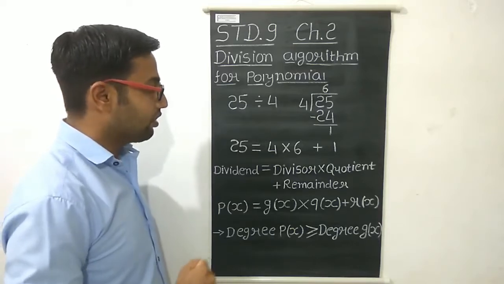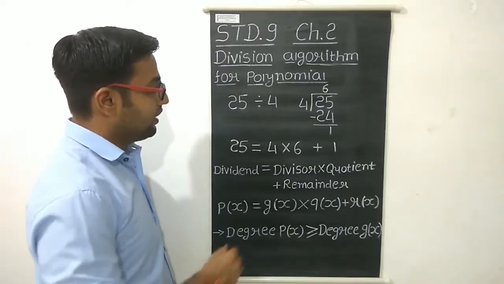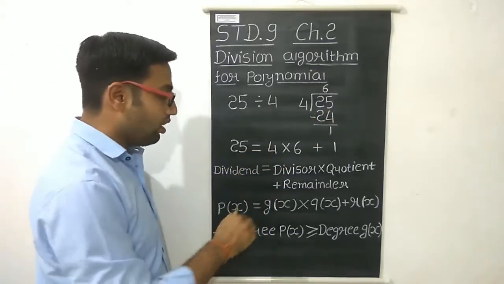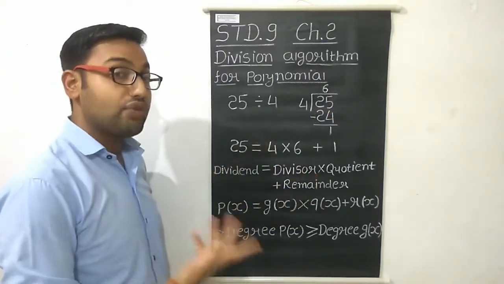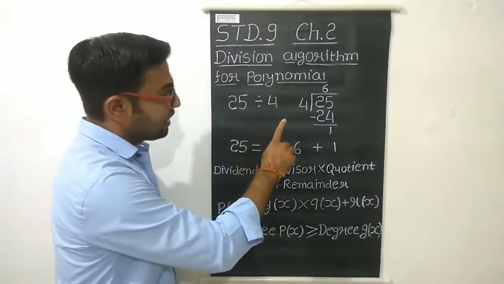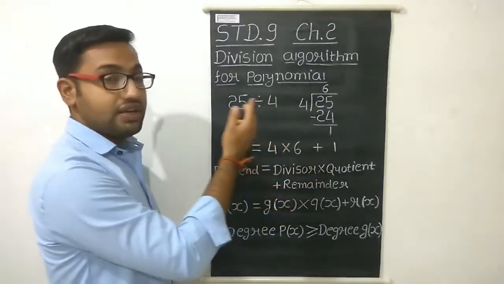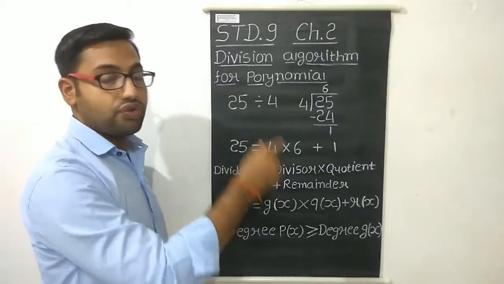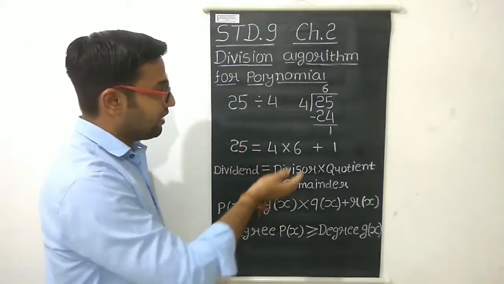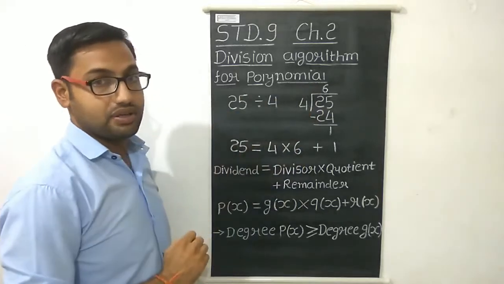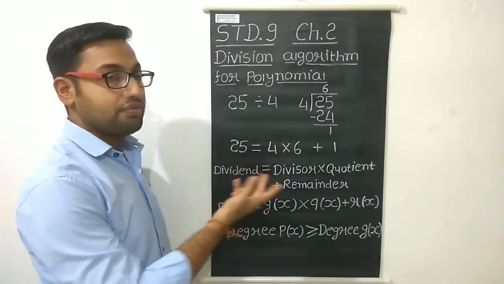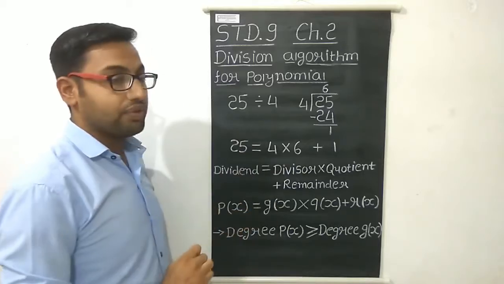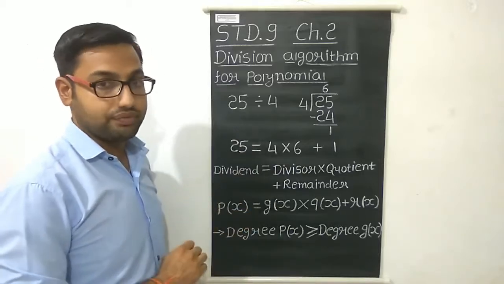Now one more thing. We know that if the dividend is smaller than the divisor, then what will happen? If 4 is inside and 25 is outside, we cannot directly divide 4 by 25. At that time we take a decimal point and then process further. But in the case of polynomials, that thing will not happen.